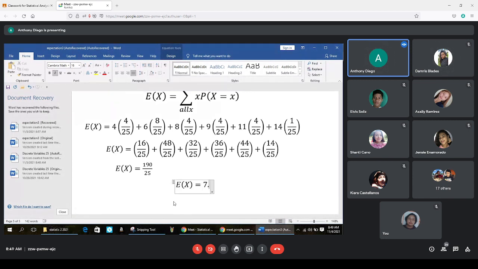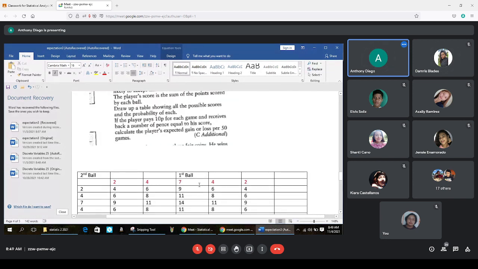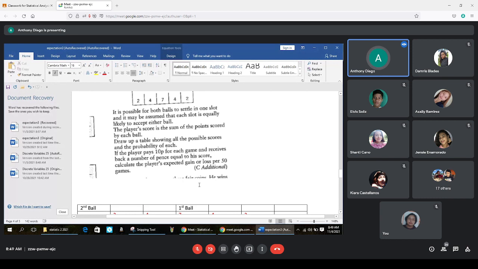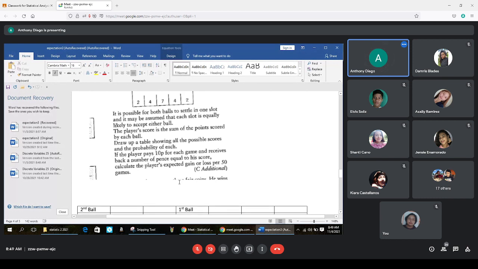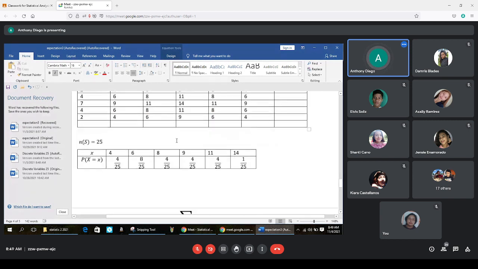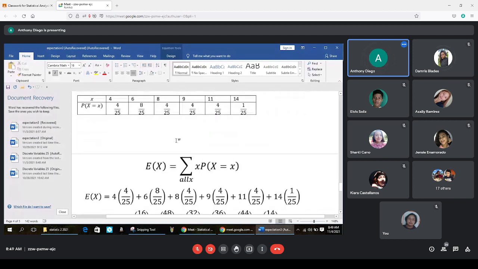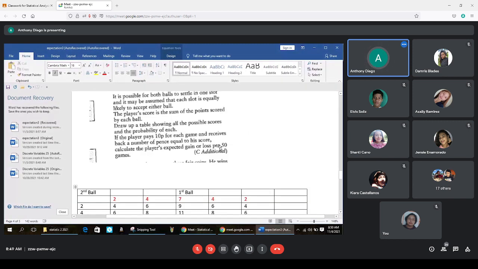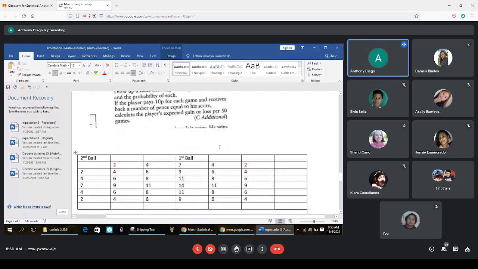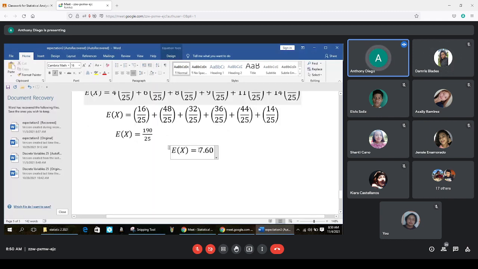And because we're doing money, this should be pounds. Well, let me see what money they use here. Okay, so they use pence. If the player plays 10 pence for each game, you want to find the expected loss or expected gain. If you play 50 games, you have found the expectation here, which was for one game, in this case.